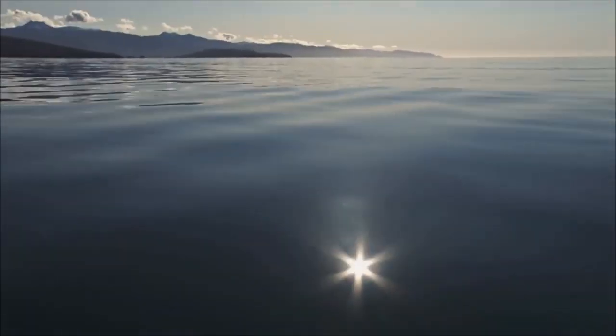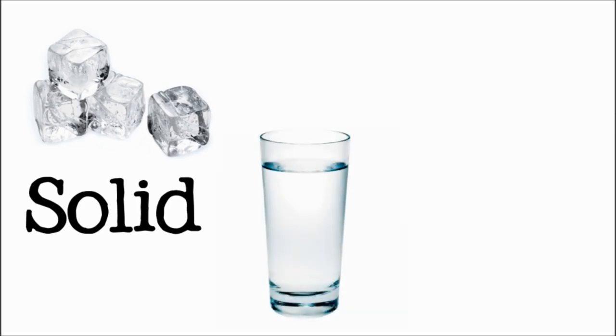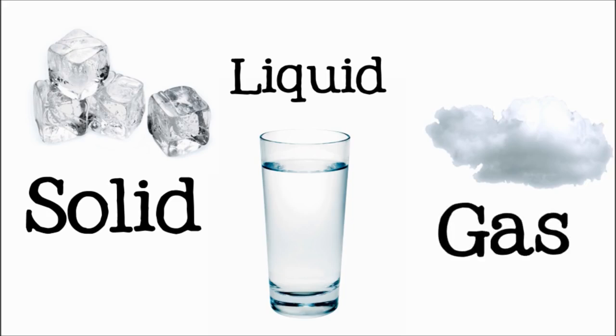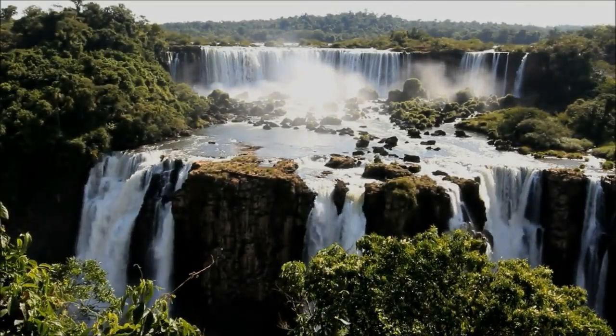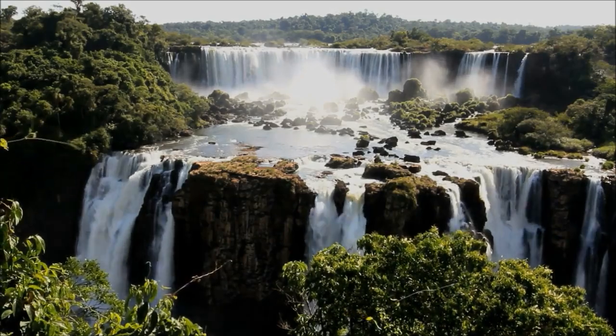Sometimes matter can change from one state to another. Water is a very good example of this. When water is frozen into ice, it is a solid. When it melts back into water, it is a liquid. When water evaporates into water vapor, it becomes a gas. Matter in all its states is everywhere. See if you can find solids, liquids, and gases around you.